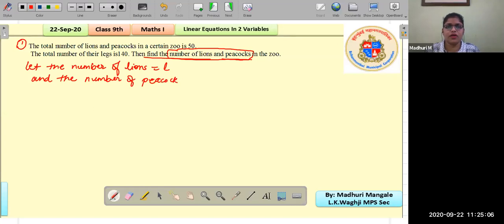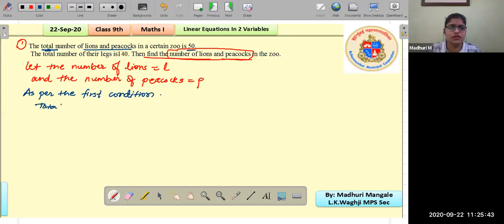We started with the number of lions. Let the number of lions be L and the number of peacocks be P. With that, we will look at the first condition. What is the first condition? The first condition is the total number of lions and peacocks is 50. The total is 50. So this is very straight and very easy.